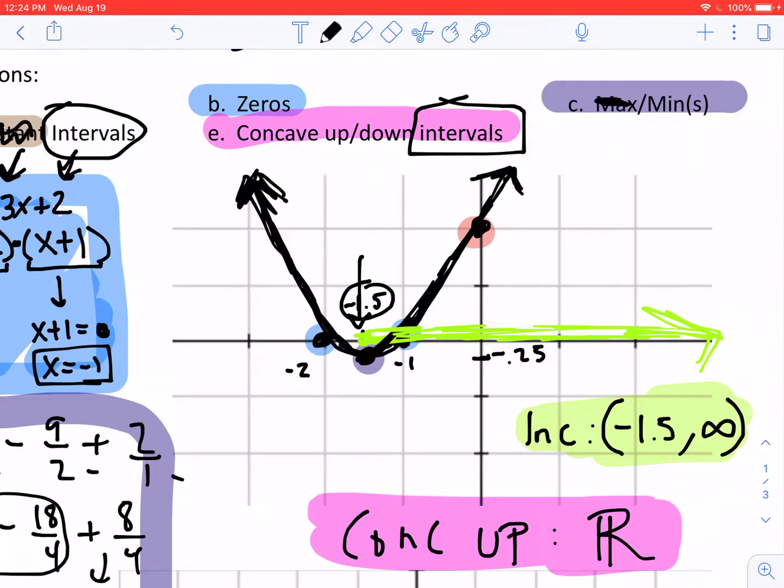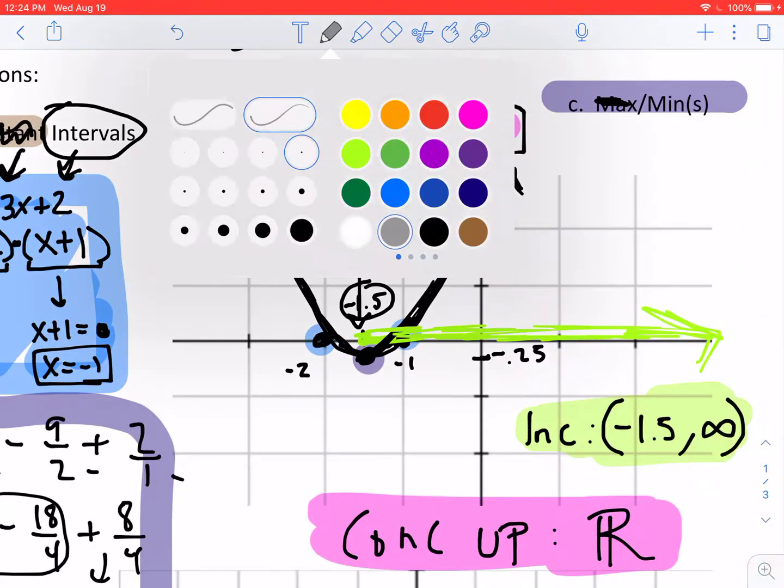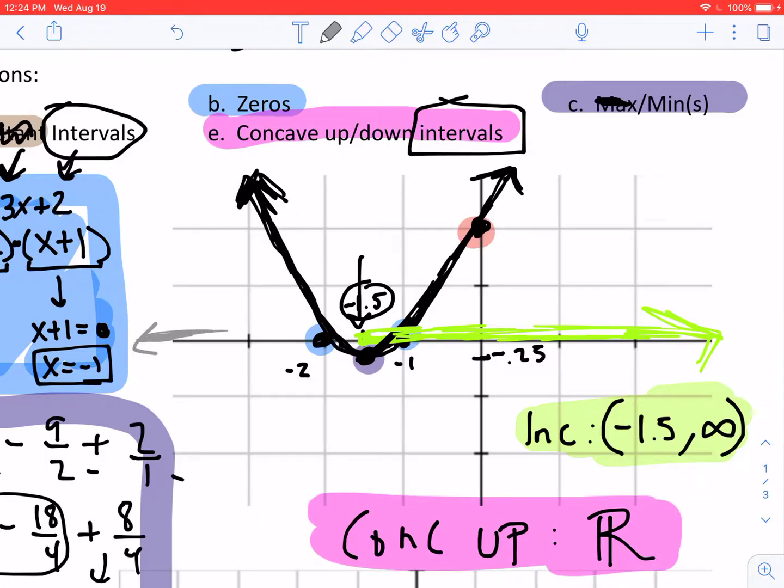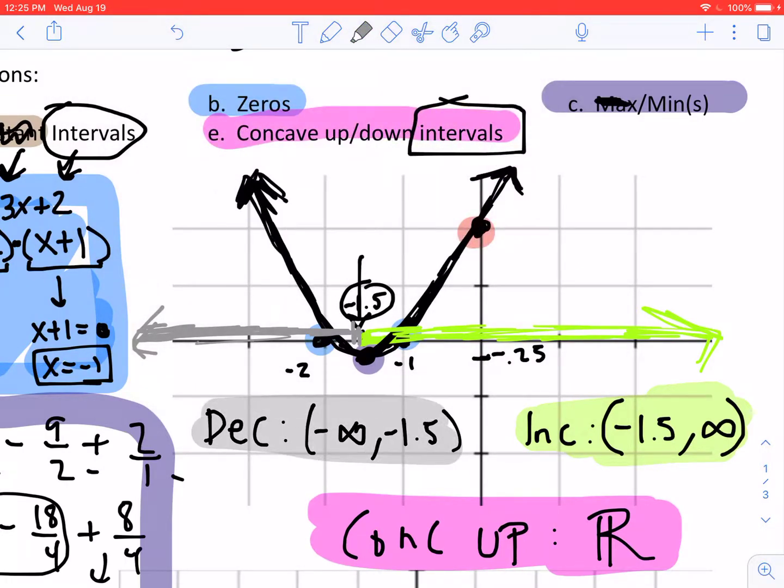But that's looking at up and down, that's looking at the y-axis. When we talk about increasing and decreasing intervals, I want to know over what section of the x-axis is it falling. And it's falling, well, it begins falling way out there at negative infinity, and it doesn't ever stop falling until here at negative 1.5. Okay, so this graph is decreasing from negative infinity to negative 1.5. Over that interval, it is decreasing. Okay.